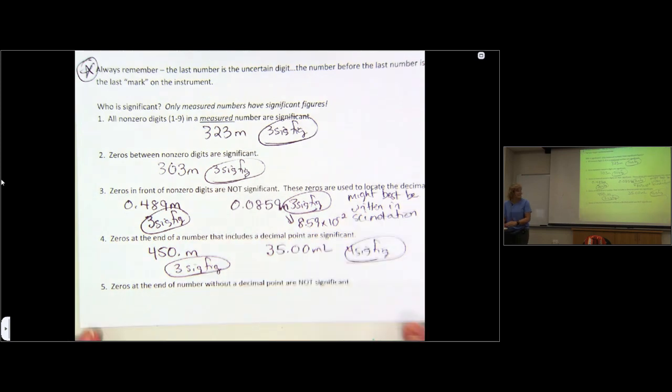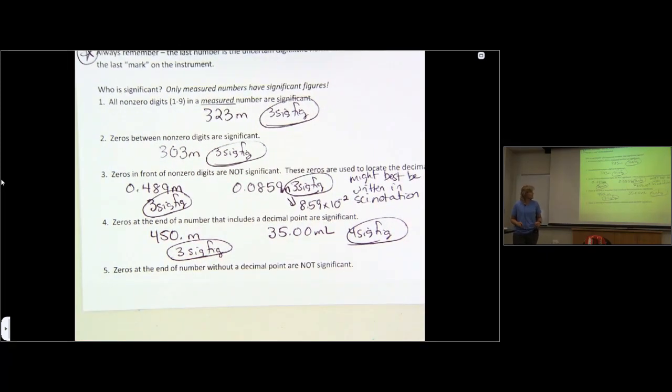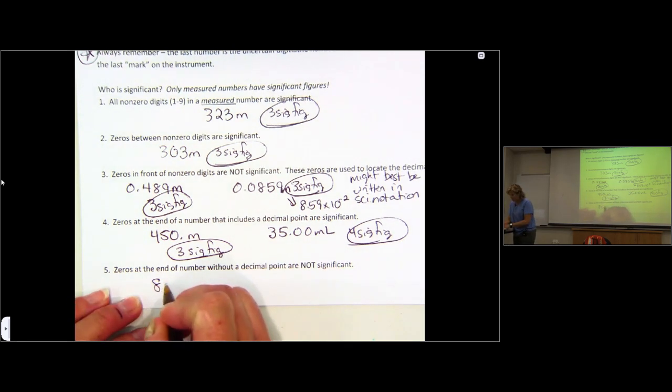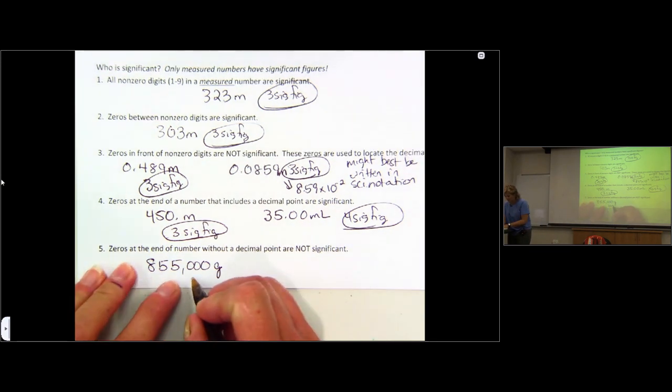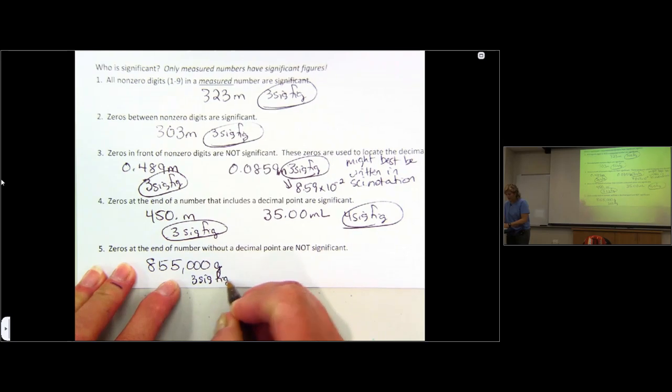All right. Last example, zeros at the end of a number without a decimal point are not significant. So 855,000 grams. This does not have a decimal. Now, it's an understood decimal. It's a whole number, obviously, but it does not have a decimal, which means these are what? Insignificant, which means how many significant digits are in this entire number? 3 significant figures.